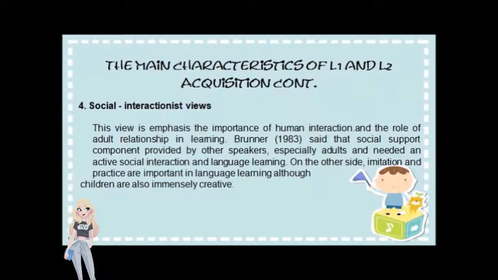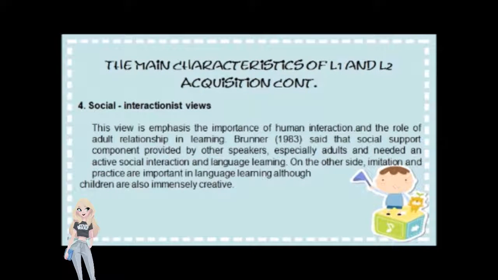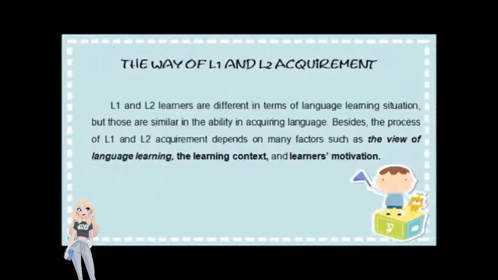Fourth, the social interactionist view. This view emphasizes the importance of human interaction and the role of adult relationships in learning. Bruner in 1983 said that there is a social support component provided by other speakers, especially adults. Learners need active social interaction in language learning. On the other side, imitation and practice are important in language learning, although children are also immensely creative.